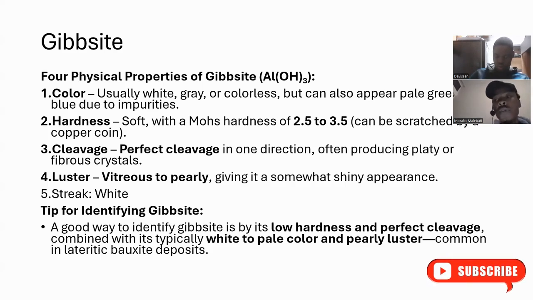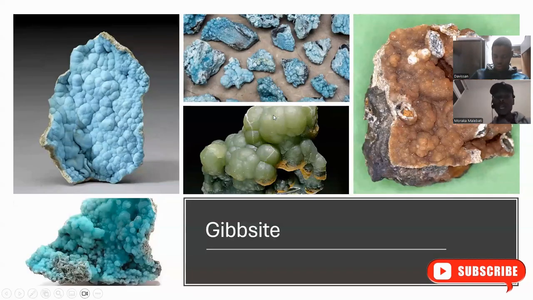You are also able to scratch them. It has a vitreous to pearly luster, giving it a somewhat shiny appearance, and the streak is white. A good way to identify gibbsite is by its low hardness and perfect cleavage, combined with its typically white to pale color and pearly luster. If you look at these ones, you can see this pearly luster. That is the distinctive feature, and also the white streak, and it has a perfect cleavage.